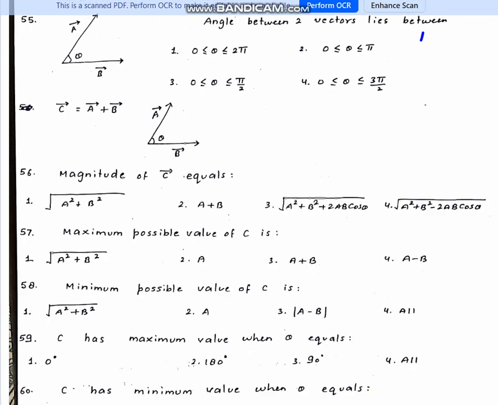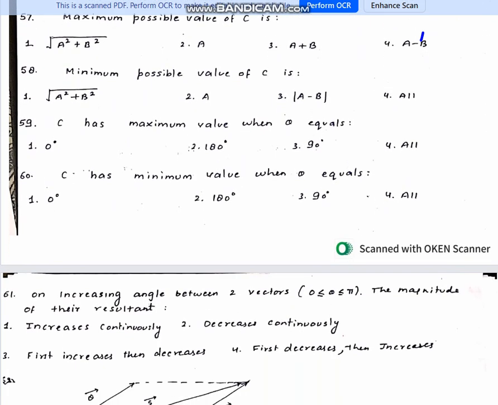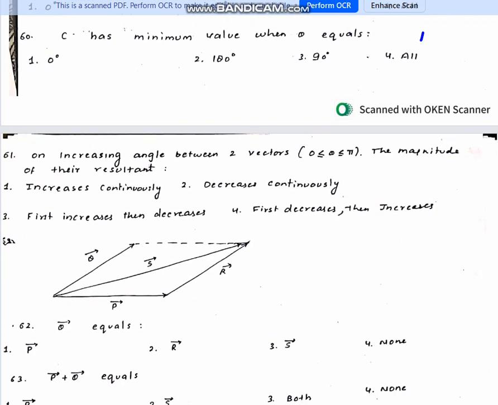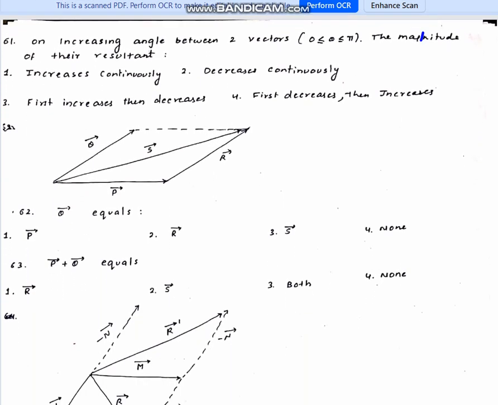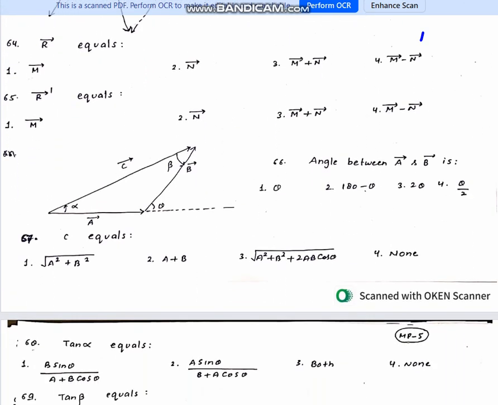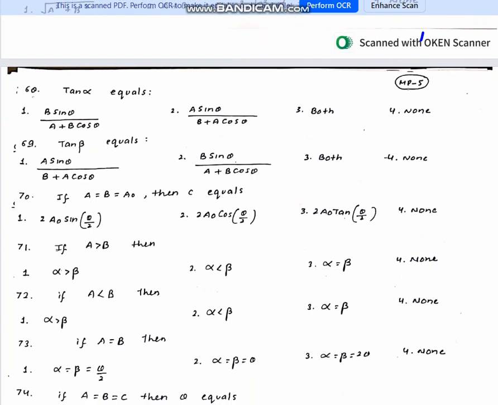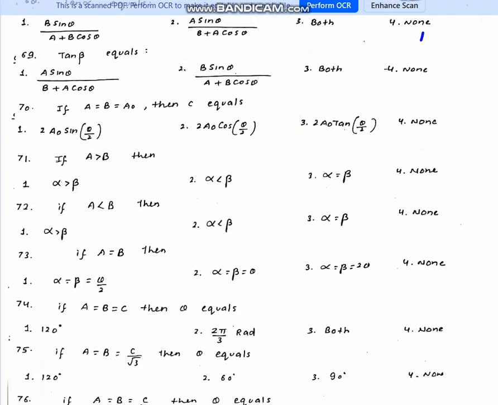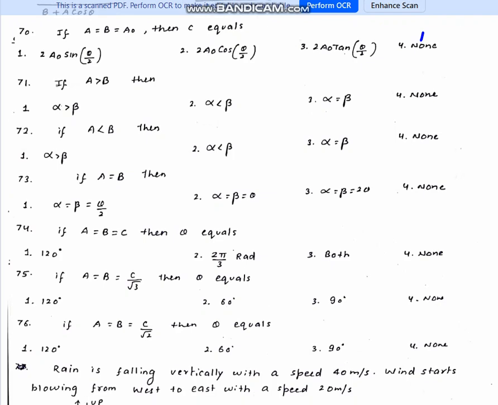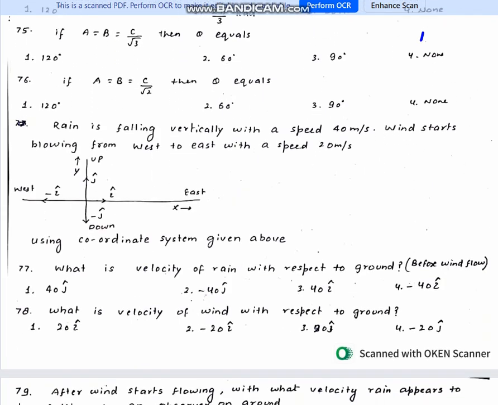Then there are questions on the resultant of vectors and the maximum and minimum value, conditions for maximum and minimum value. Then we have the impact of increasing angle on the magnitude. Then again we have a parallelogram based question, different questions based on that. Then we have angle between vectors, their magnitude, angle of resultant with certain vectors. Then we have a numerical question based on special conditions when two vectors have equal magnitude, then the angle between them and what is the relation.